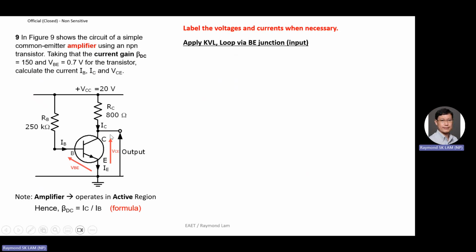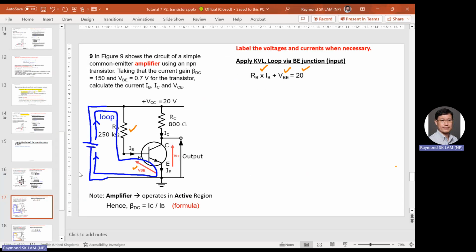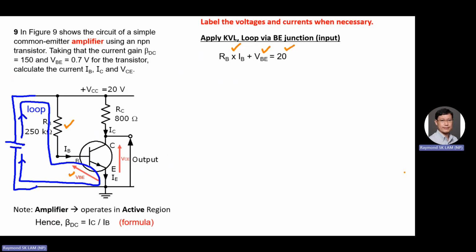Okay, where's the input? Can you all type? Okay, how to apply the KVL in the input loop? Go through the RB and VBE, then. Okay, so in case some students cannot visualize, it's something like that. This part here, 20 volt.